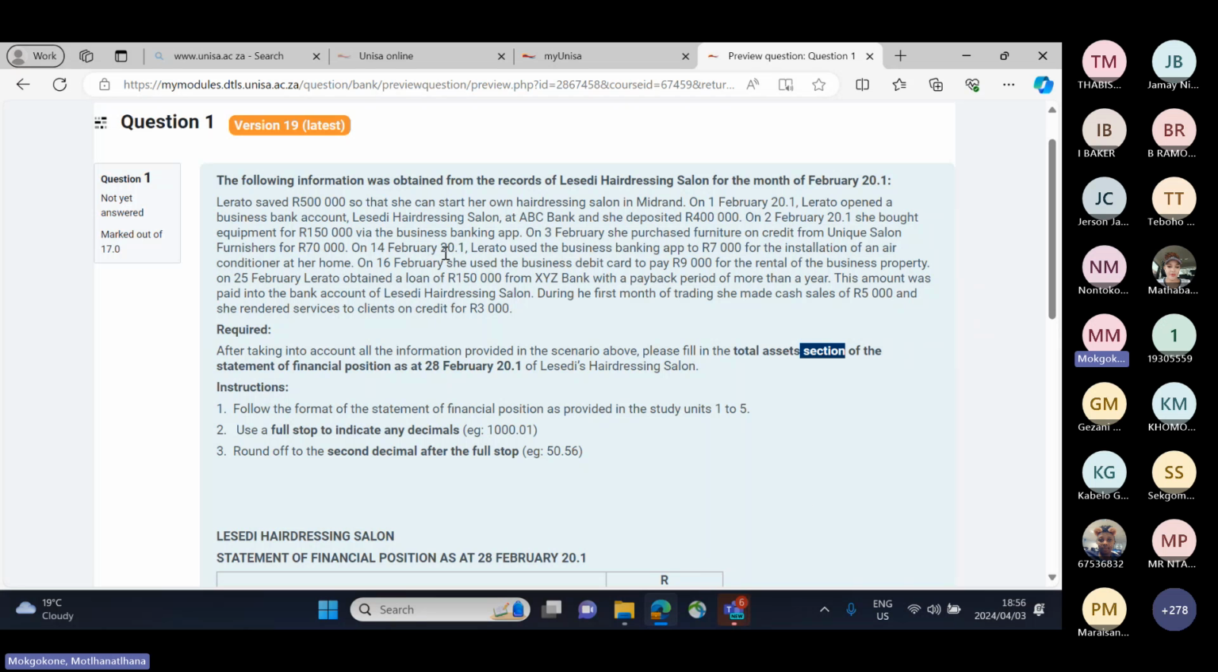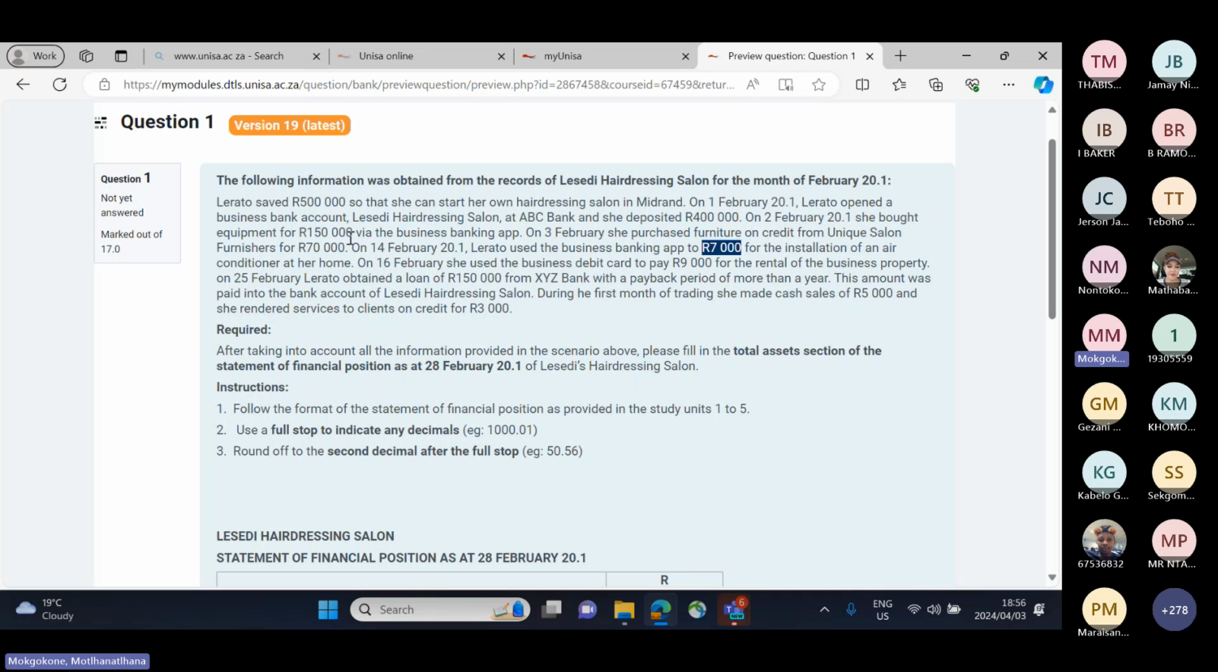On 14 February 20.1, Lerato used the business bank app to pay 7,000 for the installation of an air conditioner at home. Here, Lerato used the business bank app. That means our business bank account also decreases by 7,000. This will reduce our business bank account.